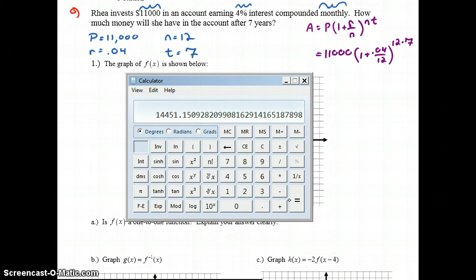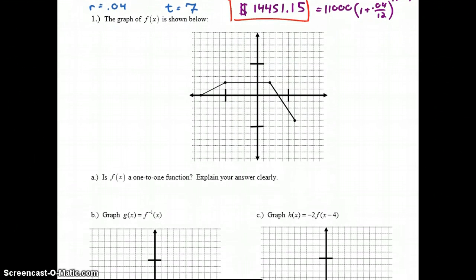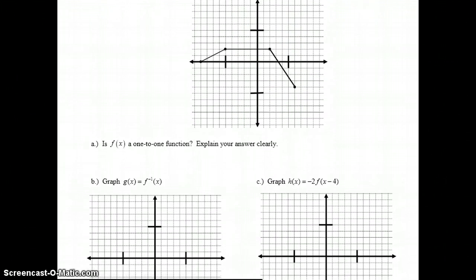By the end I will have $14,451.15. And that's all there is to it. The key here is being able to say what your variables are, remember the formula, and just plug it in. Now, let's take a look at the second problem.